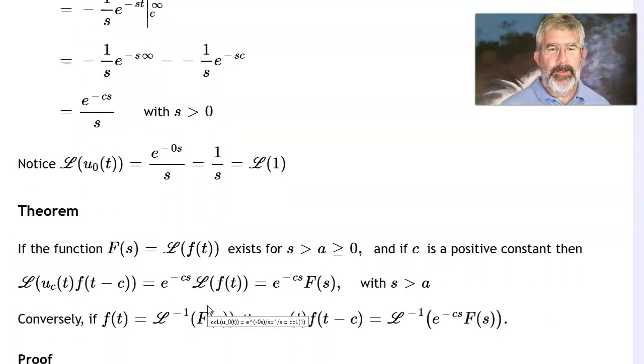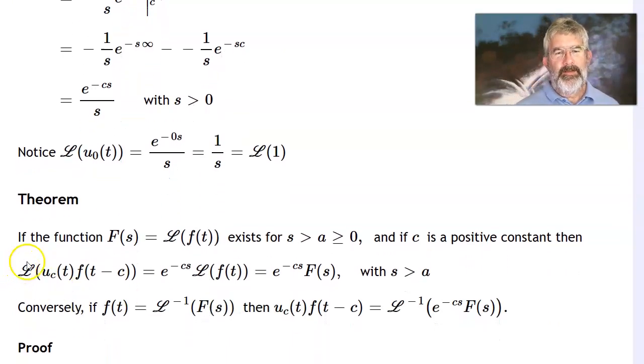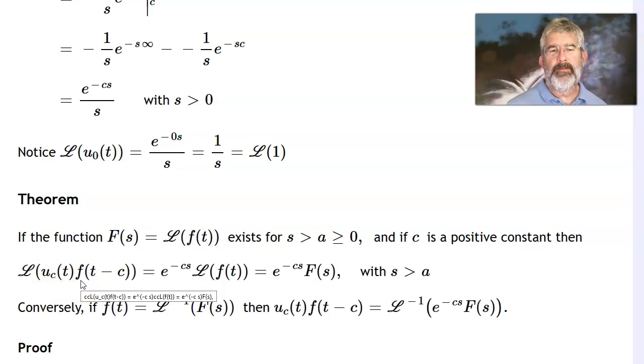Okay, now let's take a look at a theorem here. It says essentially, if little f of t has a Laplace transform, so if capital F of s exists for s bigger than a, some non-negative value a, and if c is a positive constant, then the Laplace transform of the unit step function at c times the shifted f function, so shift f by c, would be e to the minus cs times the Laplace transform of f unshifted, which there's another way of writing it.